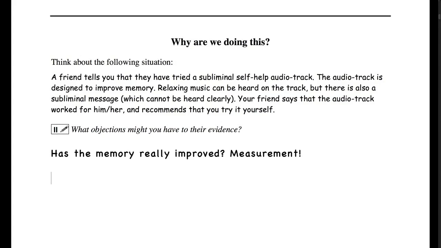Now we might concede that the memory has improved, but do we know that it's the audio track which is responsible for that? So possibly we might say this: maybe the memory would improve anyway. And so what we're seeing is just a natural development and a natural improvement. So what we will need to do is compare your friend against somebody who hasn't used the audio track.